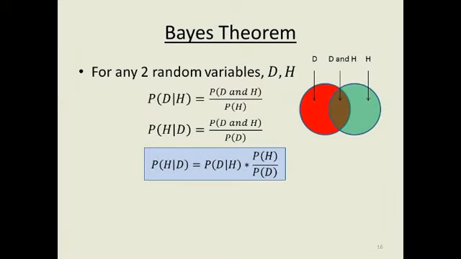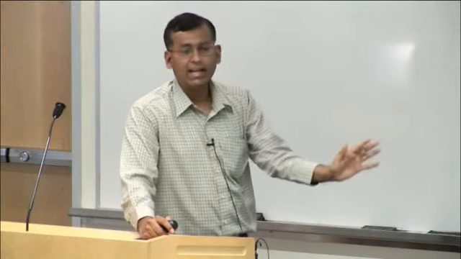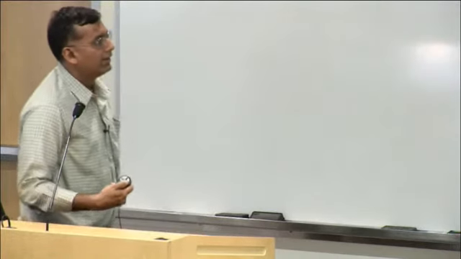So you can just combine these two and say the probability of H given D is the probability of D given H times the probability of H, divided by the probability of D. Now this is a little bit abstract right now, but really this equation is called Bayes' theorem, and I'll just tell you why it's very important.